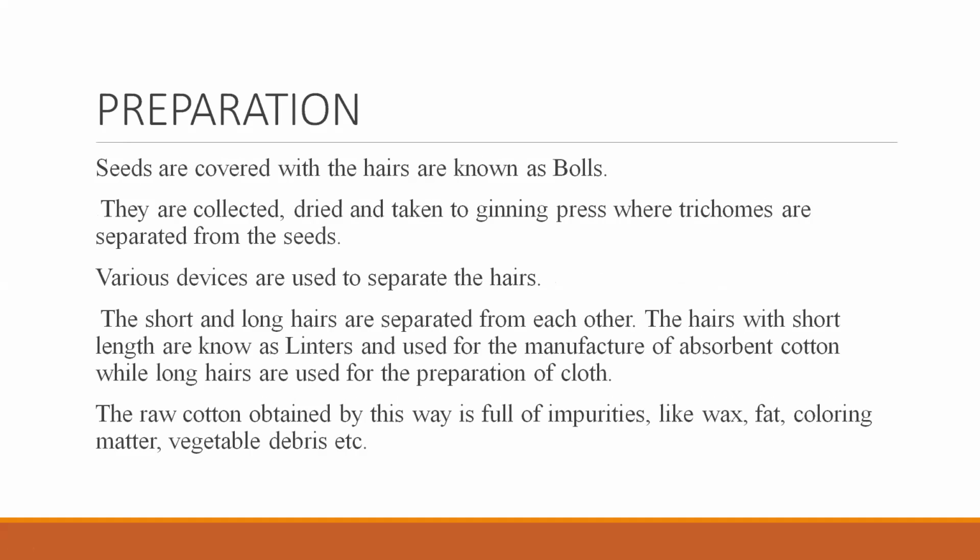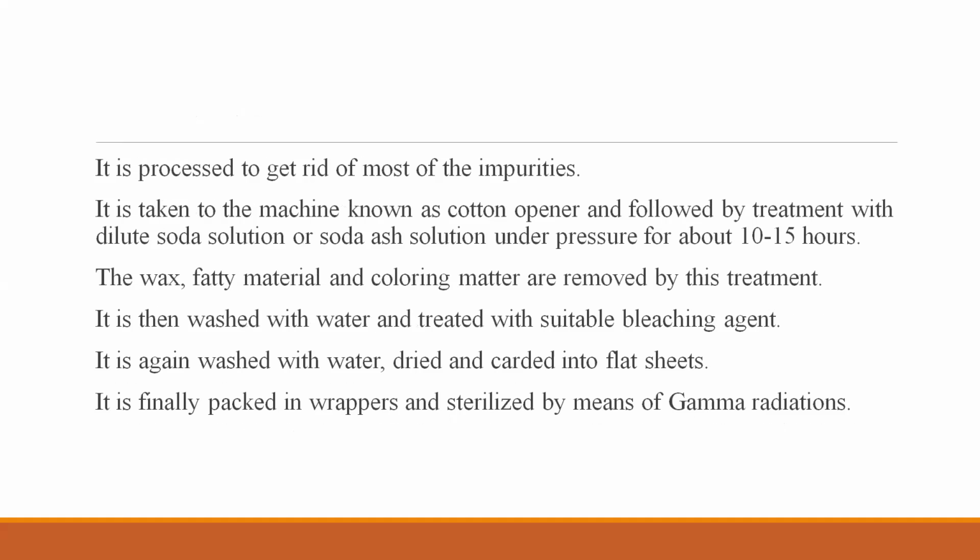Short hairs are known as linters and are used for the manufacturing of absorbent cotton, and long hairs are used in the preparation of cloth. Then we obtain the raw cotton. It is full of impurities. Next, our aim is to get rid of most of the impurities. For this purpose, it is taken to the cotton opener, where it is treated with sodium carbonate solution or soda ash solution under pressure for 10 to 15 hours. Through this process, the waxy fatty material and coloring matter are all removed.